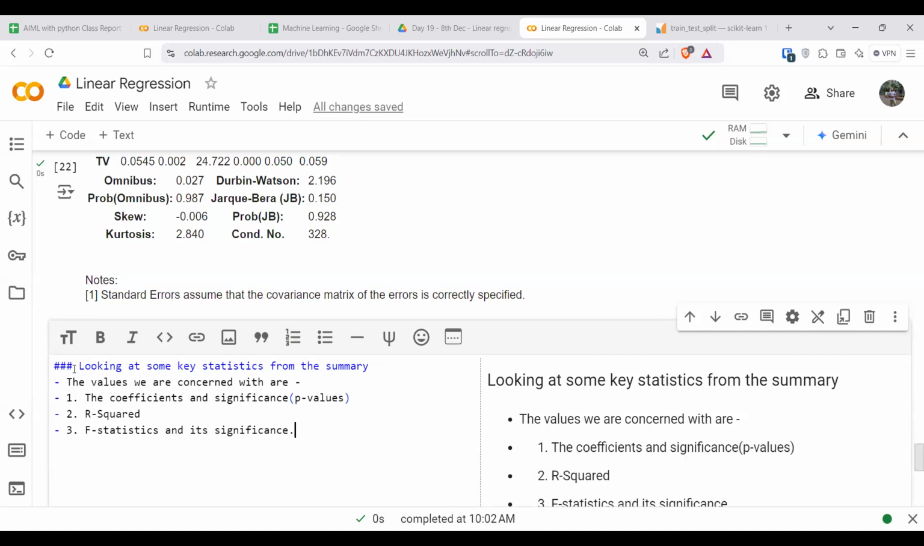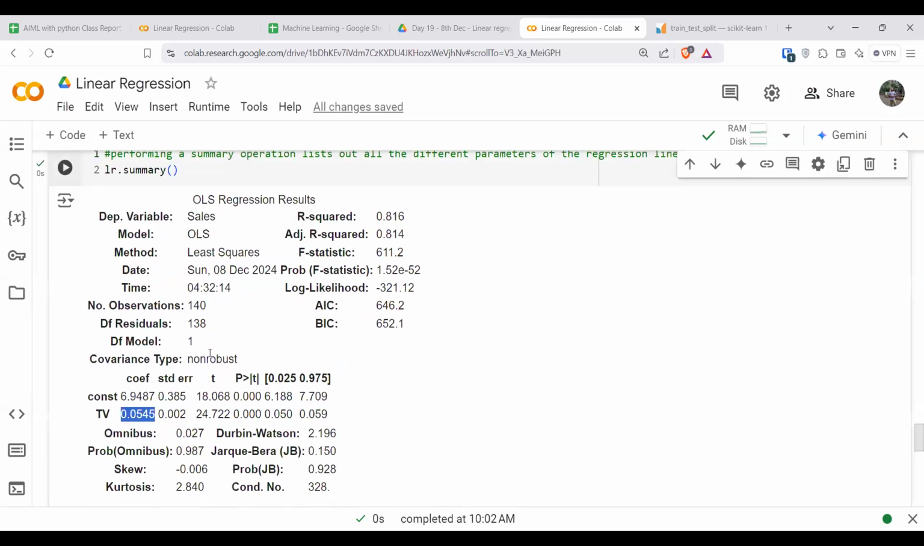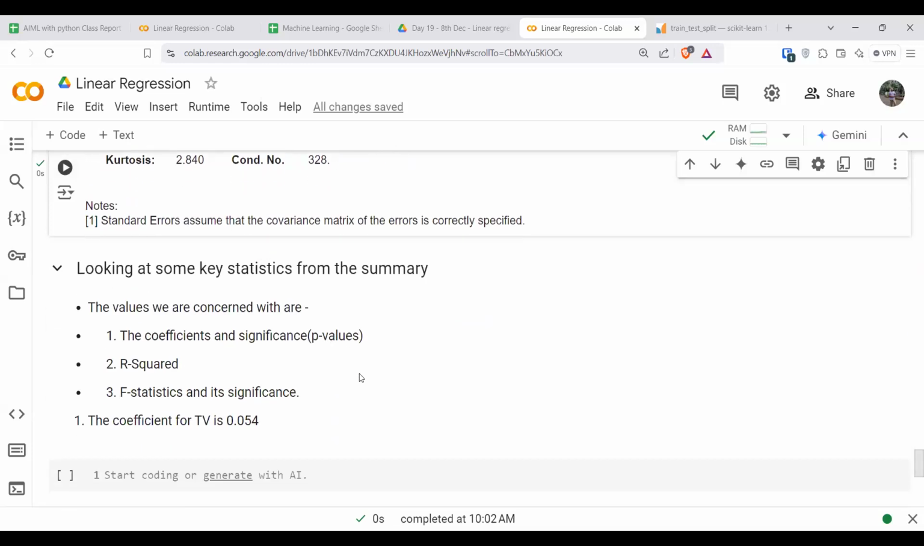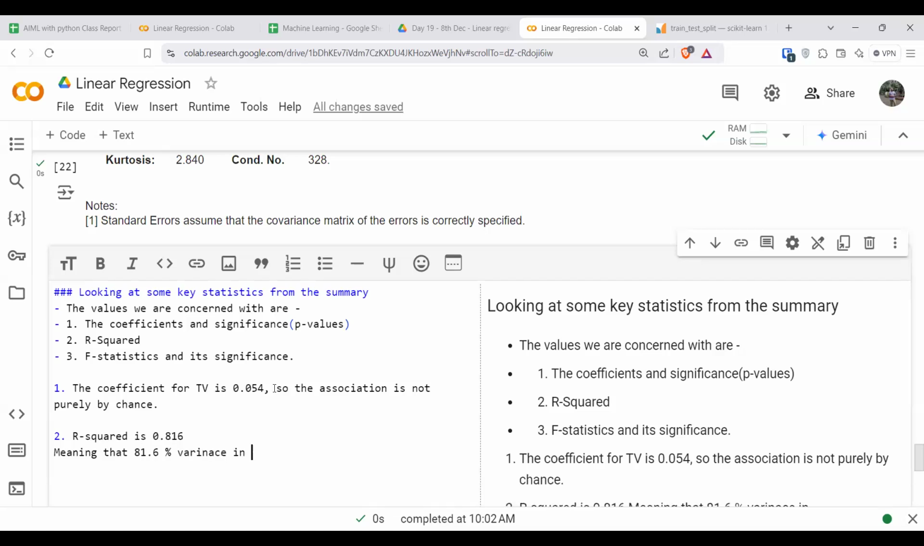So the first point, the coefficient for TV is 0.054, as you have calculated over here as well, right? So its probability is very low, 0 point something. So the association is not purely by chance. Now this is a little advanced for you, but is not needed. But you can have this. It is not purely by chance. Second point is R squared is 0.816, meaning that 81.6% variance in sales is explained by your independent variable, that is TV. And third important point is F statistics has a very low probability value, that is practically low.